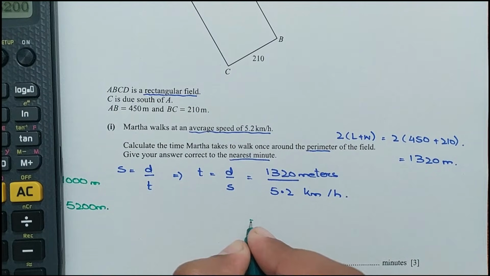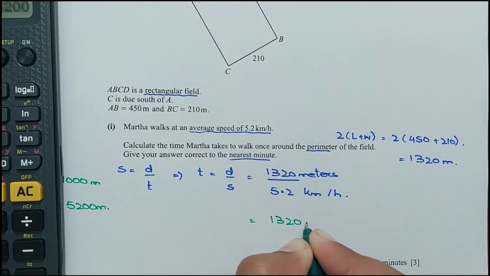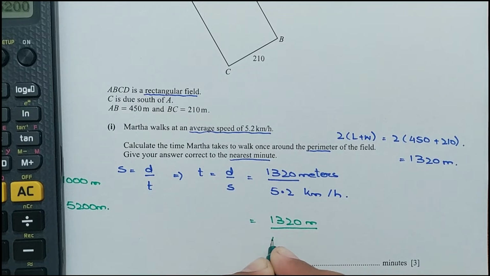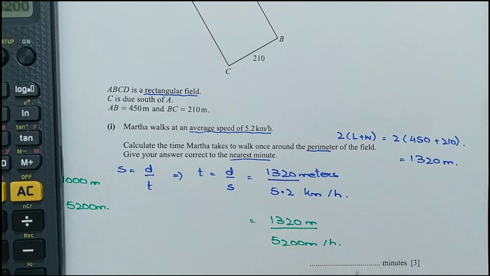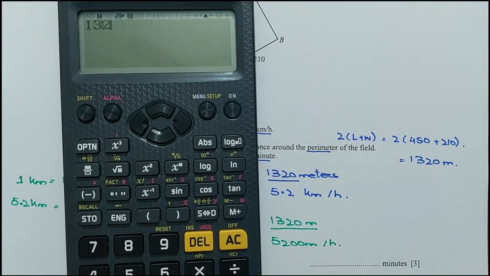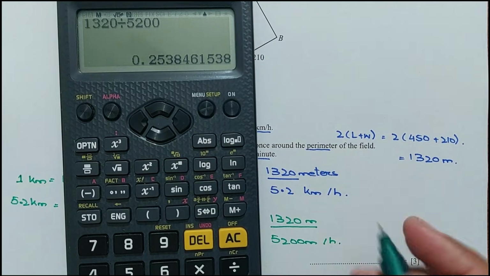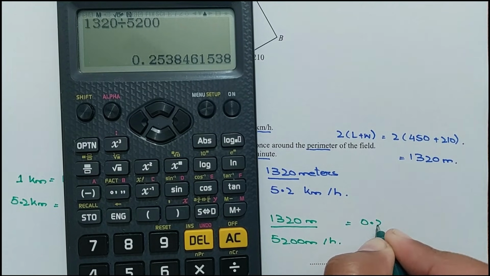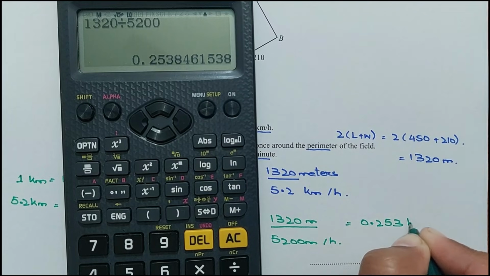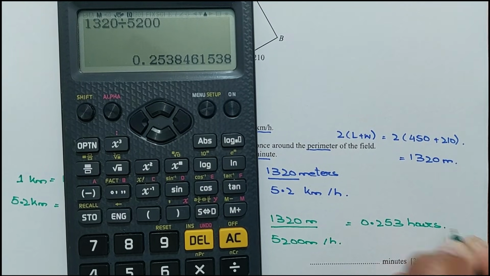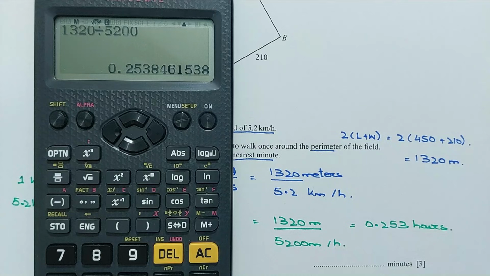So let me use 1320 meters over 5200 meters per hour, right? 1320 divided by 5200. This would be the answer in hours, 0.253 hours. We have to find our answer in terms of minutes, so we have to times it by 60. That would be 15.23, or we can say 15 minutes.